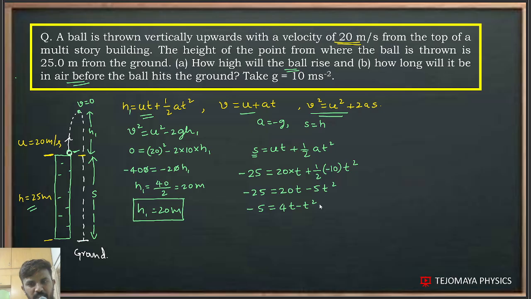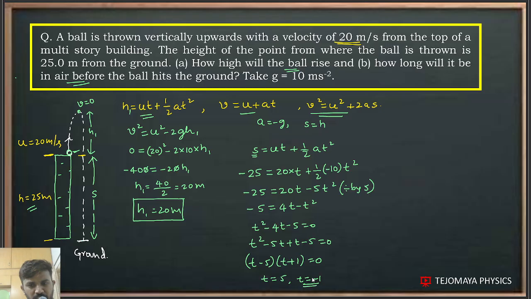How did you get it? By dividing on both sides by 5. So this can be written as t square minus 4t minus 5 is equal to 0. Or you can write t square minus 5t plus t minus 5 is equal to 0. Or you can write (t minus 5) into (t plus 1) is equal to 0. From that you will get t is equal to 5, t is equal to minus 1.